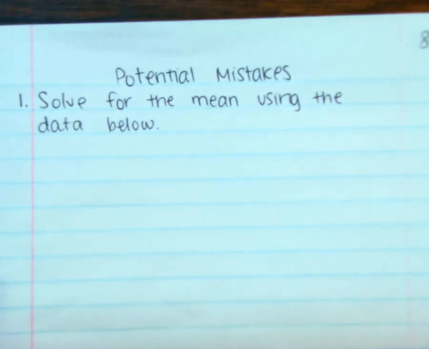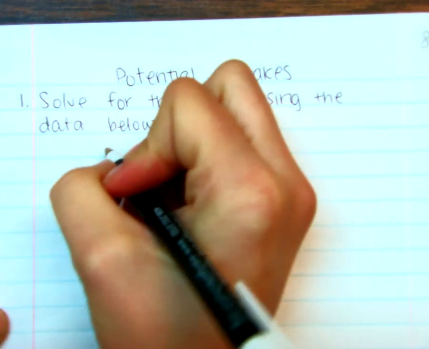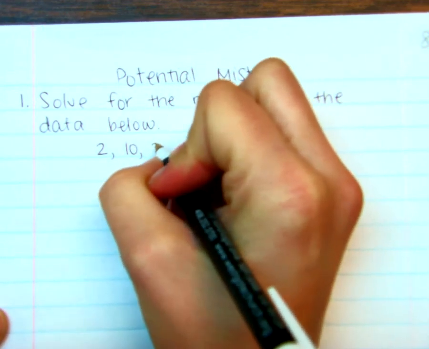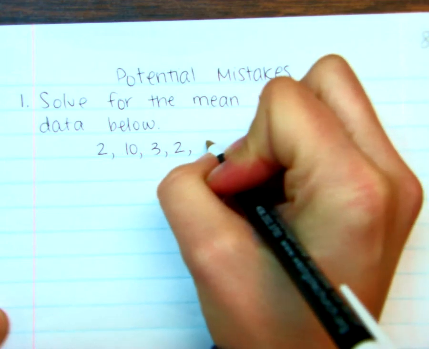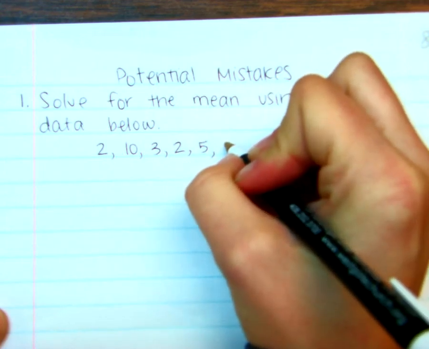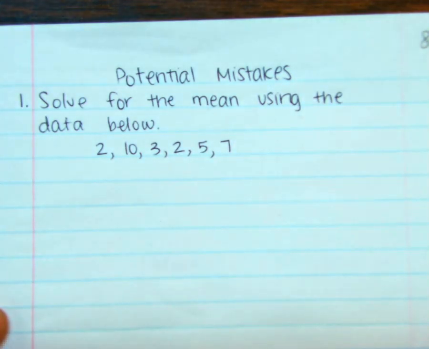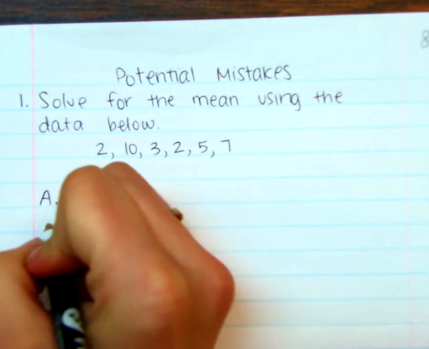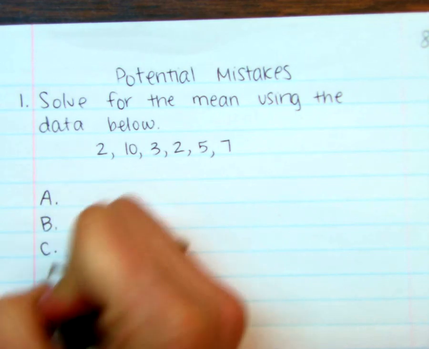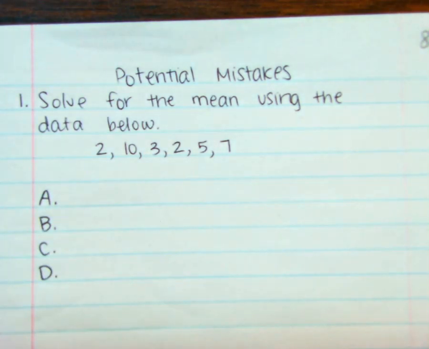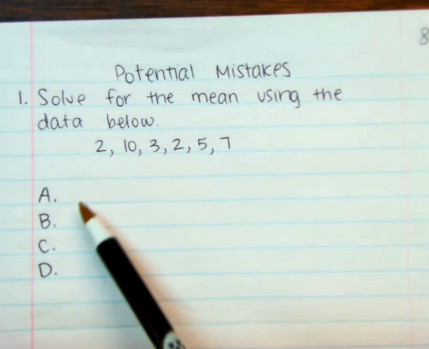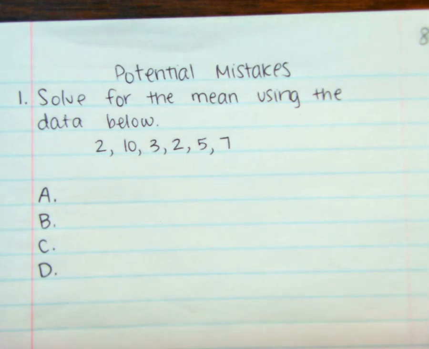And we're going to turn this into a multiple choice. But let's start off with our data. We've got 2, 10, 3, 2, 5, 7. All right. So we're going to turn this into a multiple choice problem. A, B, C, and D. And instead of just giving you answers, I want you guys to try and come up with the possible mistakes or the most common errors that would lead to an answer. This is how multiple choice tests are done.